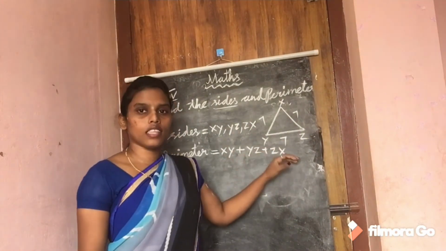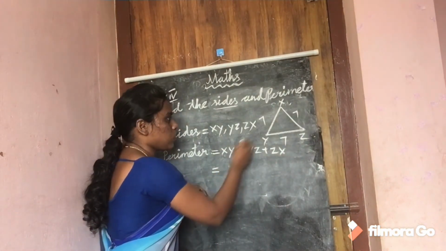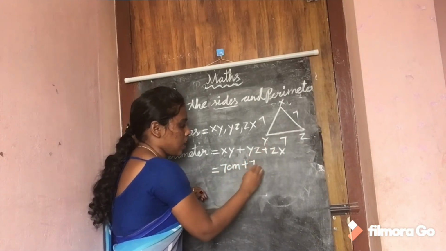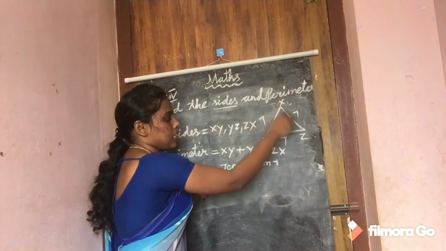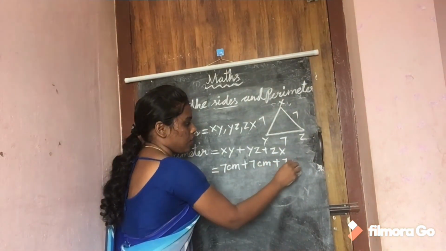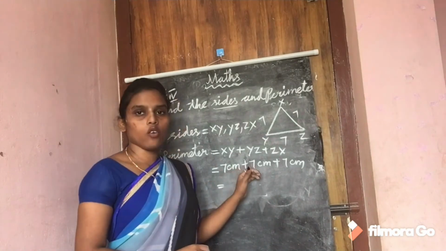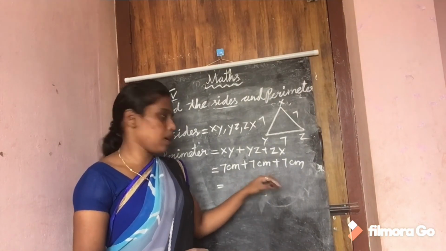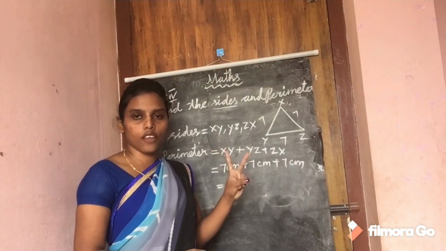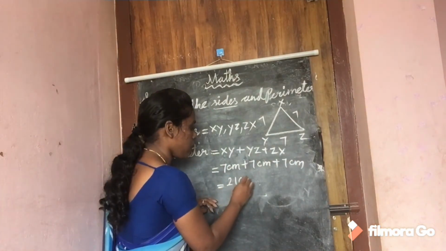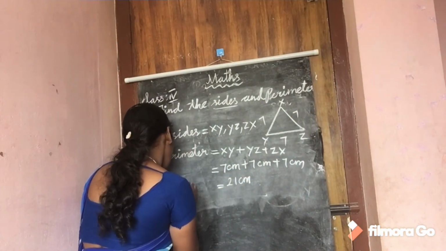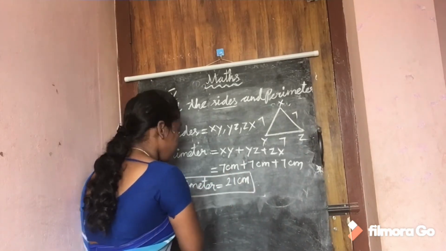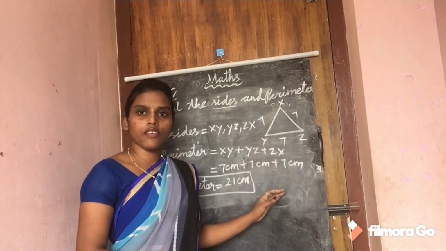So I added 3 sides. Now write the centimeter. xy 7 centimeter plus yz 7 centimeter plus zx 7 centimeter. Okay. Now we have to add the 3 sides. Okay. Now say 7 table 3 times. 7 1 is 7. 7 2s are 14. 7 3s are 21. So what is the perimeter, children? Perimeter equal to 21 centimeter. Is it easy for you, children?